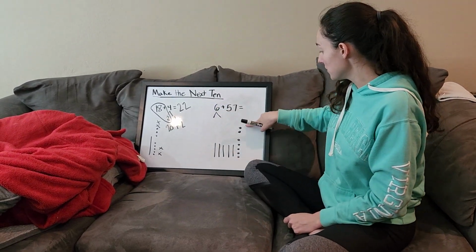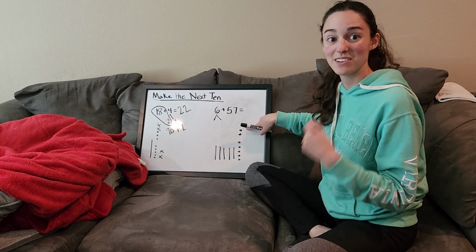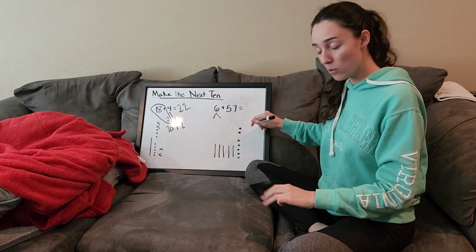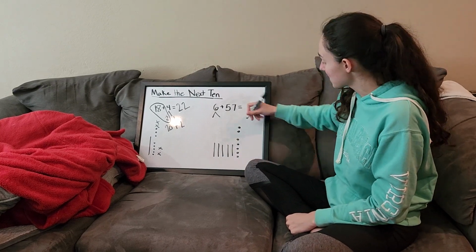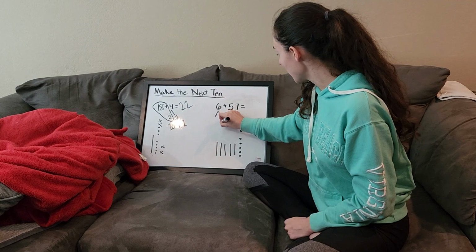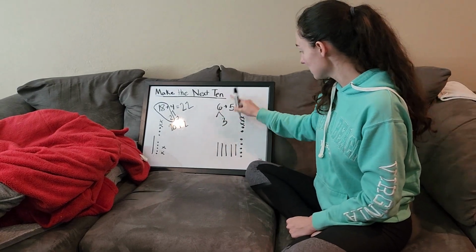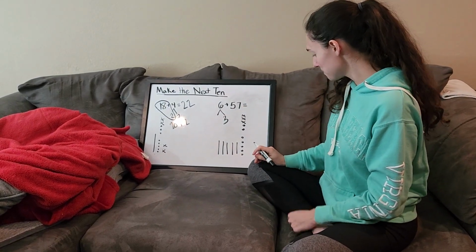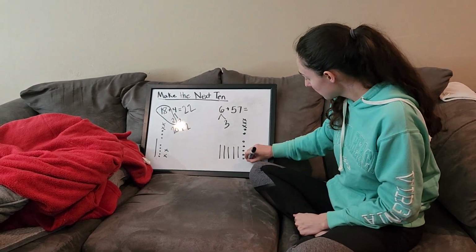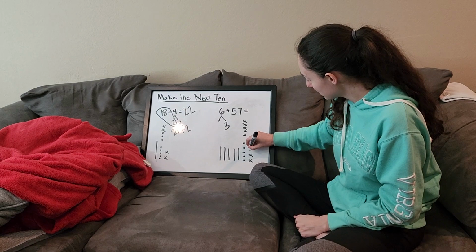So I have 7 1s by themselves. I want to get that to the next 10. So 7 plus 3 more will get me my next 10. So I have to go 1, 2, 3. So I take out that 3 and I'm going to move it over here. That's what that's showing right there. And now I need to see what I have left over. So I have 3, 4, 5, 6.